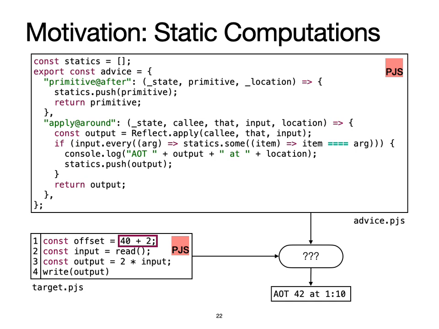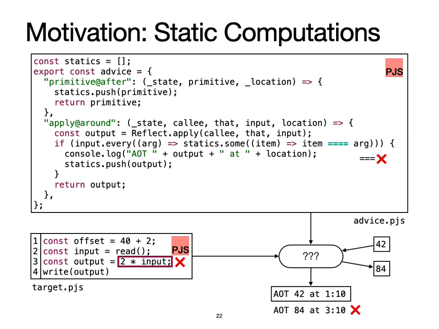For instance, on this simple program, the addition at line 1 should be reported as static. If we would have replaced provenance equality with regular JavaScript equality, the analysis would not be able to differentiate the 42 that has been statically computed from a user input that happens to also be 42. As a result, the multiplication at line 3 would also have been reported as static, which is incorrect.